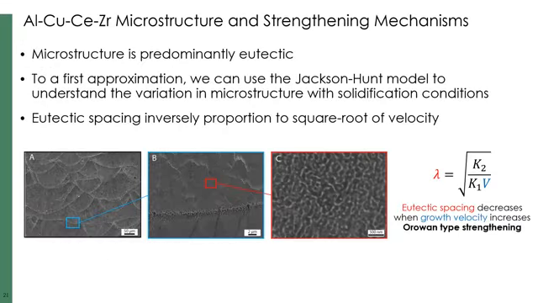So what does the microstructure look like? It's predominantly eutectic. Here's an example of these kinds of eutectic networks that we see in an aluminum copper cerium based alloy.